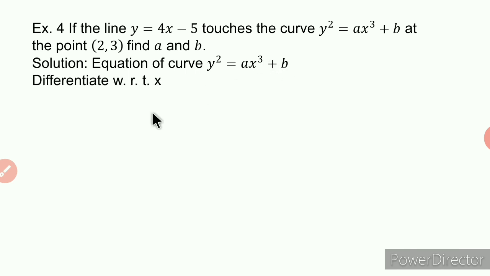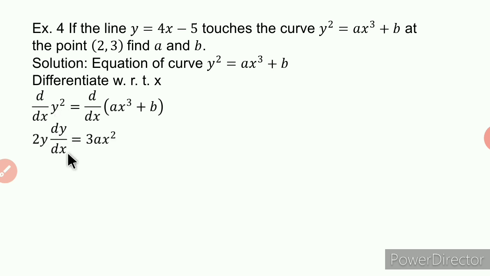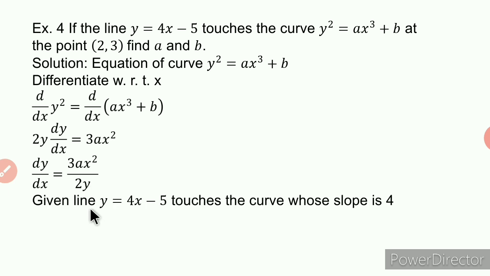Differentiate this with respect to x. We get d by dx of y square is equal to d by dx of ax cube plus b. Now taking the derivative of y square, we get 2y dy by dx is equal to 3ax square, and therefore dy by dx is 3ax square upon 2y. Now, given that the line y is equal to 4x minus 5 touches the curve, and the slope of the line is 4, so the slope of the tangent at (2, 3) is equal to 4.